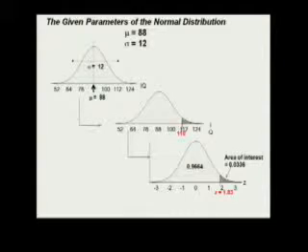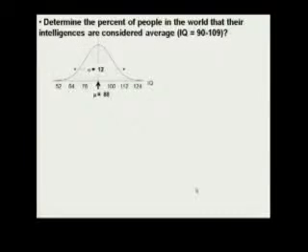So in summary, we start out with a sketch in the normal distribution. We then identify the x values of interest. We then convert the x values into a z value, and then we obtain the area under the curve from the normal table, and these are the steps that we discussed earlier.